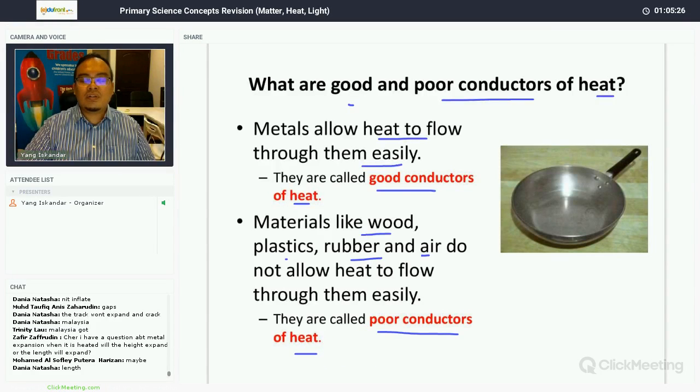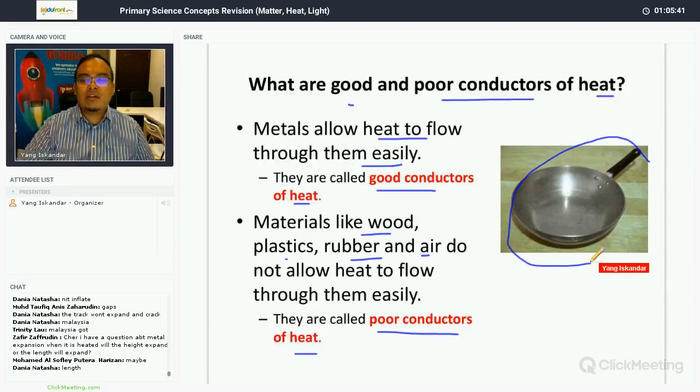We call them poor conductors of heat, not insulators of heat. Insulator of heat means heat does not pass through, which is not true. As long as it is a metal, heat can pass through. It's only that it's either a good or poor conductor of heat.